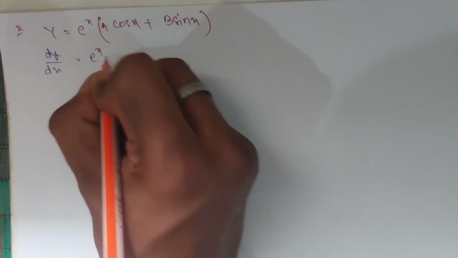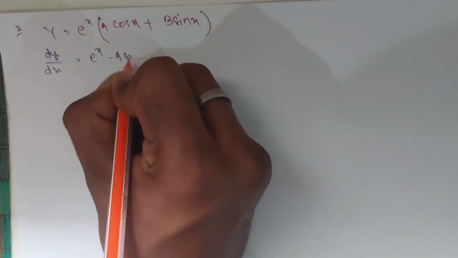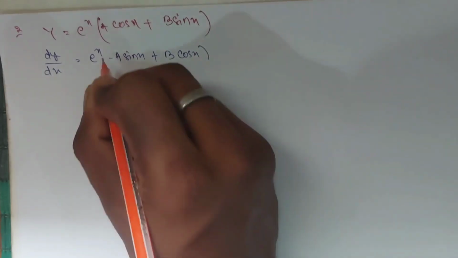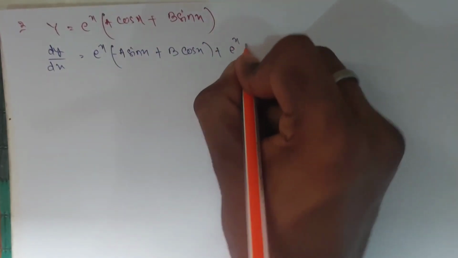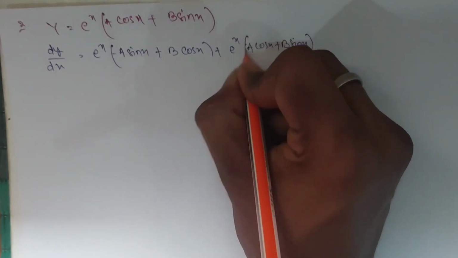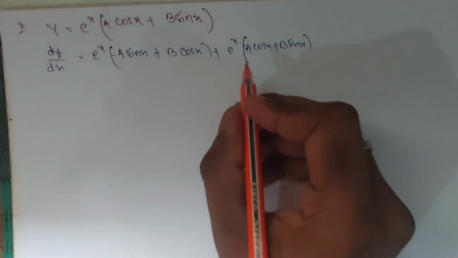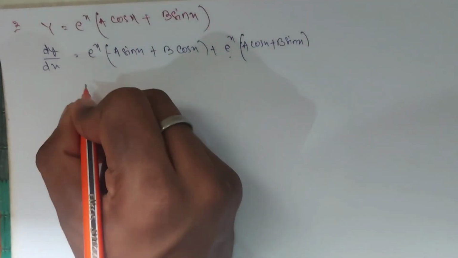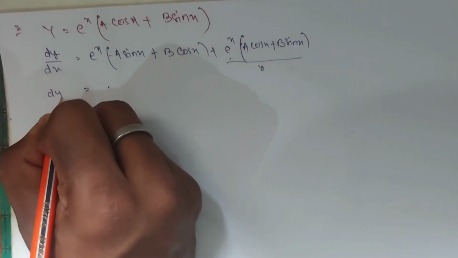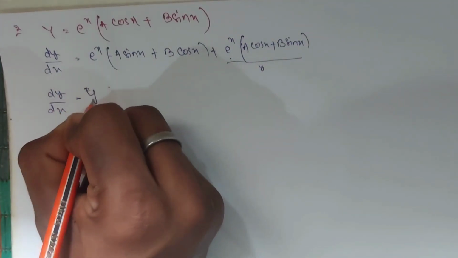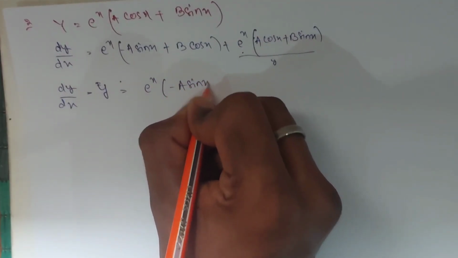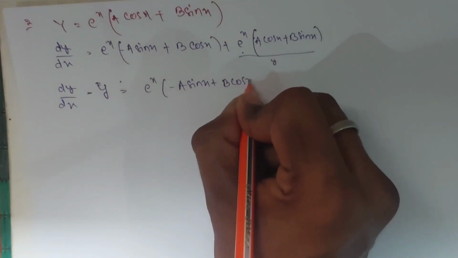equals e to the power x times (minus a sin x plus b cos x), and another term we get e to the power x times (a cos x plus b sin x). Okay, then e to the power x times (a cos x plus b sin x) we can write as y. This term becomes y, and we can write dy by dx minus y equals e to the power x times (minus a sin x plus b cos x).